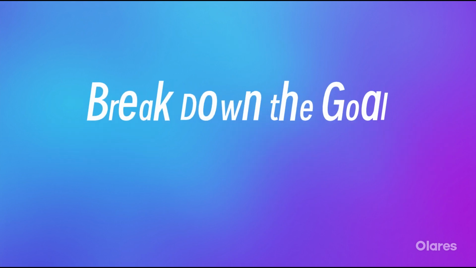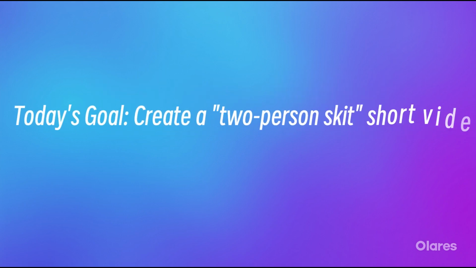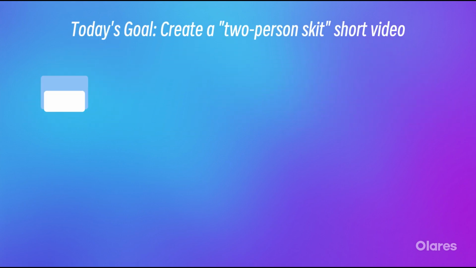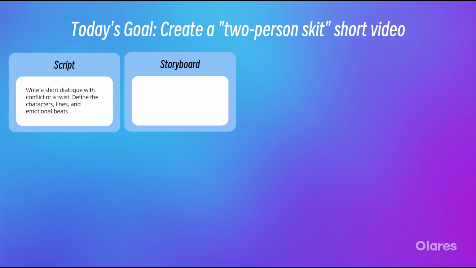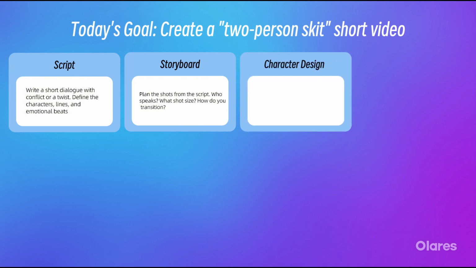First, break the project into parts. Our goal is a two-person skit. The components are: Script. Write a short dialogue with conflict or a twist. Define the characters, lines, and emotional beats. Storyboard. Plan the shots from the script. Who speaks? What shot size? How do you transition?